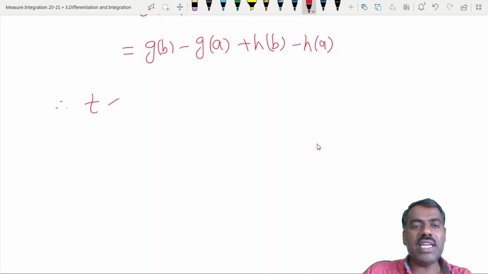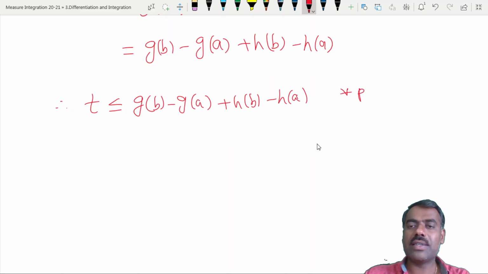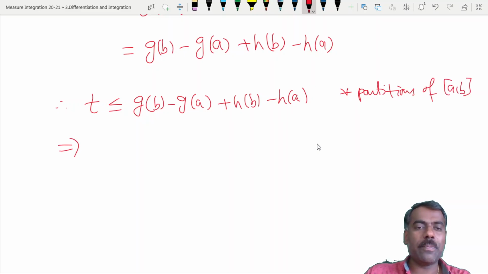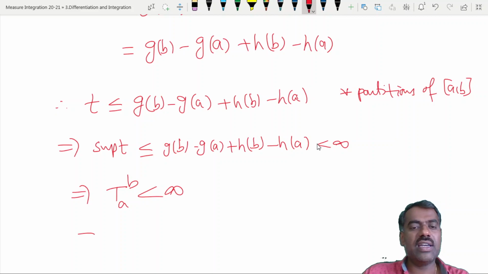So therefore, what we have proved is that t is less than or equal to this particular value, namely g of b minus g of a plus h of b minus h of a, for every partition, for all partitions of this interval a comma b, right? So this implies if you take supremum of t, it is also less than or equal to this value. But we know whatever right hand side we have, it is a finite value, right? That shows that this T_a^b is finite. So f is of bounded variation.